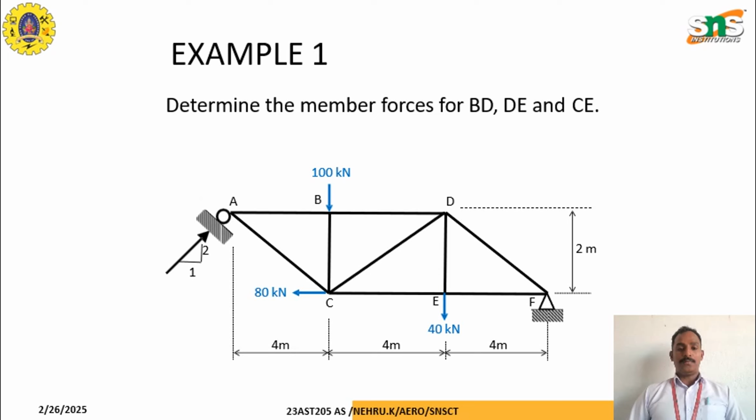So now we'll go with the problem of this given truss. Here we have the members AB, BD, CE, DE, DF, CD, and BC. We have two supports at A and F. The vertical load is 100 kilonewton at point B, and 40 kilonewton at point E. At point C, we have an 80 kilonewton horizontal force. At point A, the support is inclined with a slope ratio of 2 vertical to 1 horizontal. From this we have to calculate the member forces BD, DE, and CE individually by using the method of section.